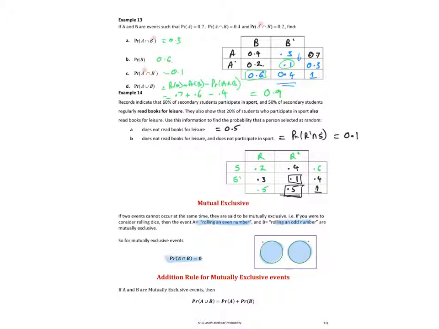So mutually exclusive is another way of saying there's zero intersection. And if there's zero intersection, my addition rule simply becomes that. Okay, so that's really just a definition to know.